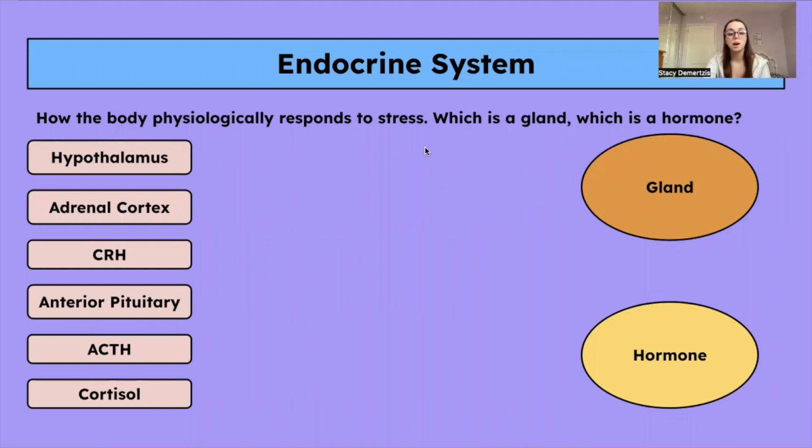Just to keep in mind, this list that I have is in no particular order. This is not the sequence. We're going to go over the sequence later. This is just simply a word bank that we can use.